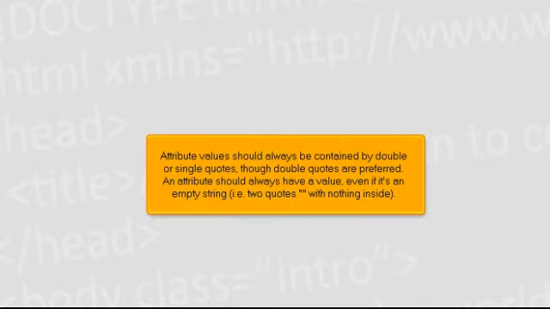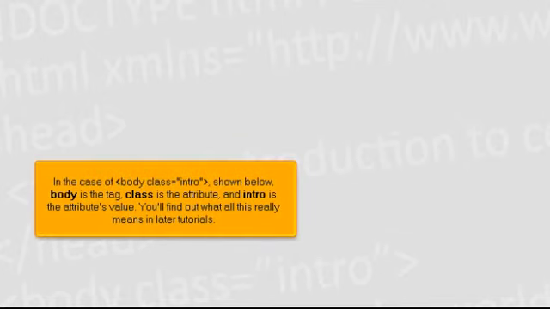In an opening tag, you have the option of putting any of several attributes. Some are specific to each tag, while others can be used with all tags. Attribute values should always be contained by double or single quotes, though double quotes are preferred. An attribute should always have a value, even if it's an empty string, i.e., 2 quotes with nothing inside. In the case of body class equals intro shown below, body is the tag, class is the attribute, and intro is the attribute's value. You'll find out what all this really means in later tutorials.